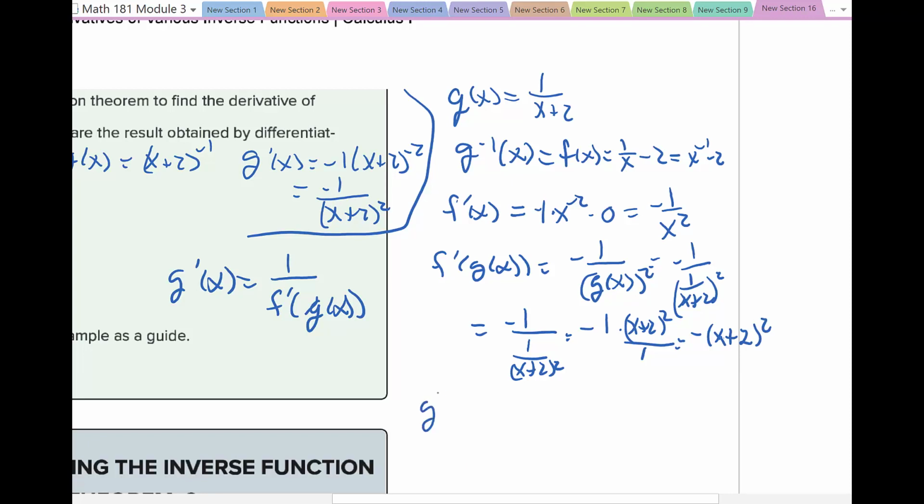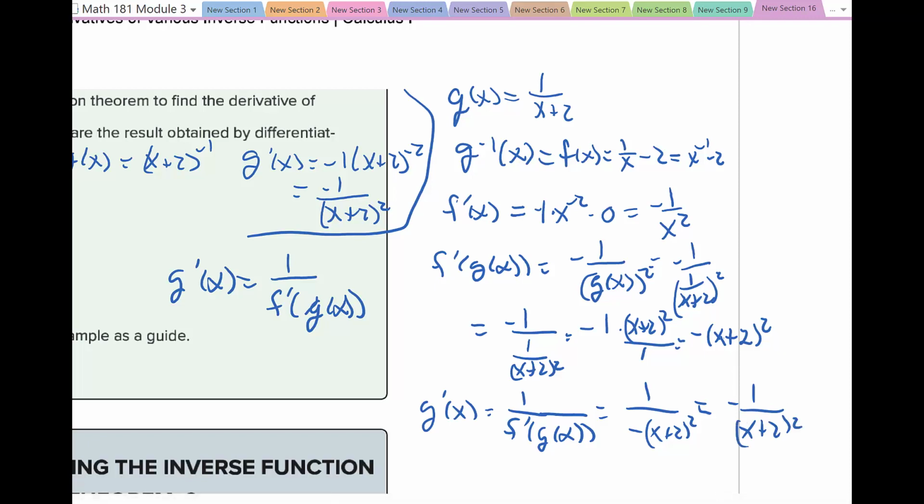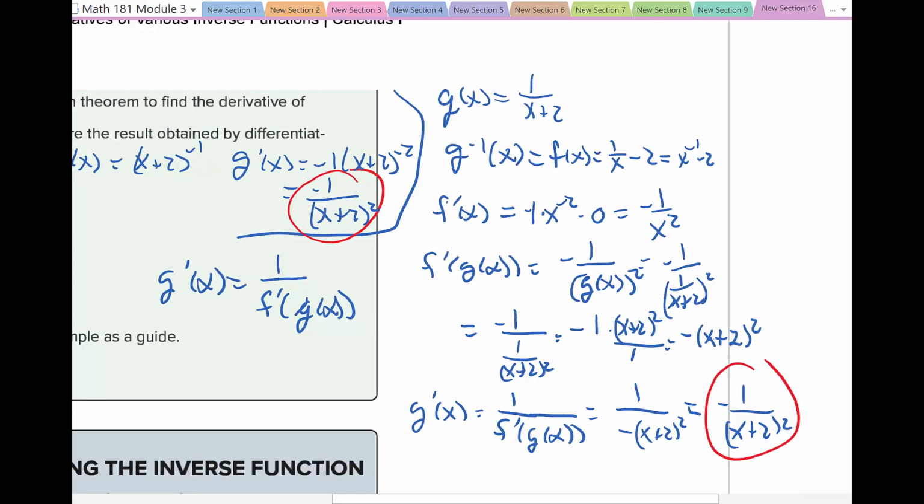So our g prime of x, just to restate the whole thing again, is 1 over f prime of g of x. So that's going to be 1 over this negative of x plus 2 squared, which is negative 1 over x plus 2 squared, quantity squared. And that is the same thing as if we just took the direct derivative there. So these are very much related.